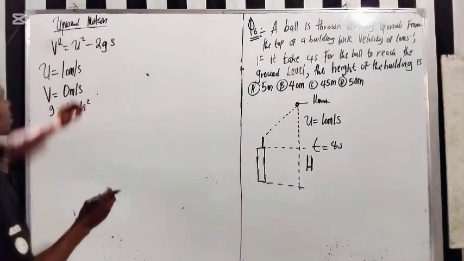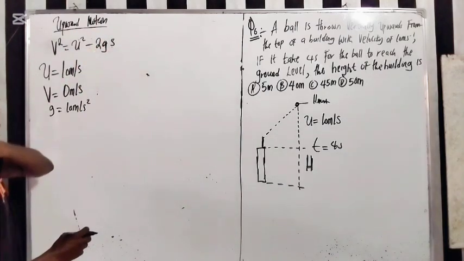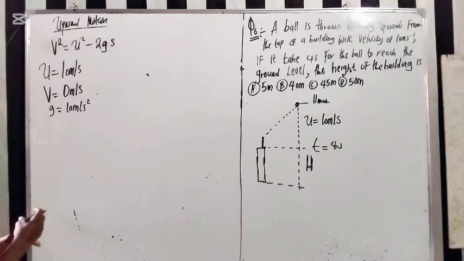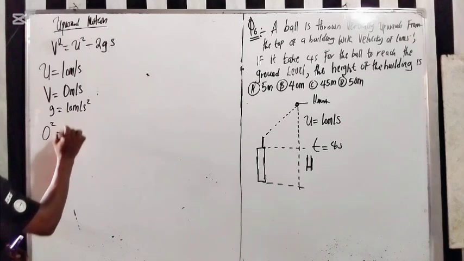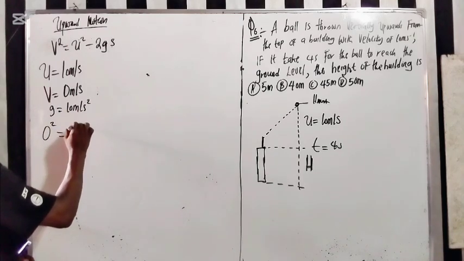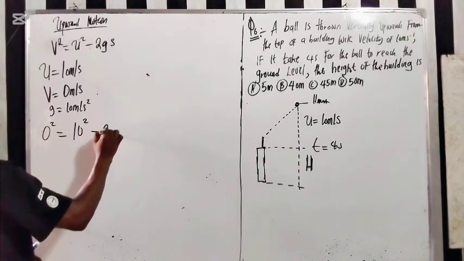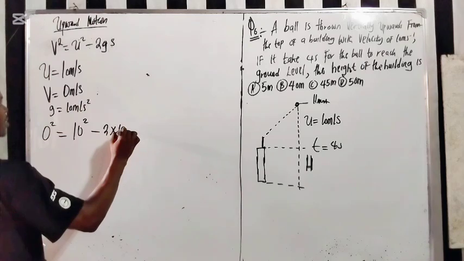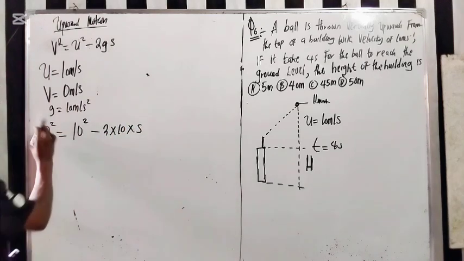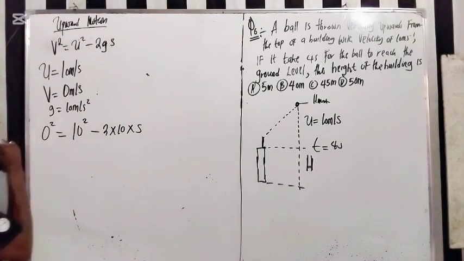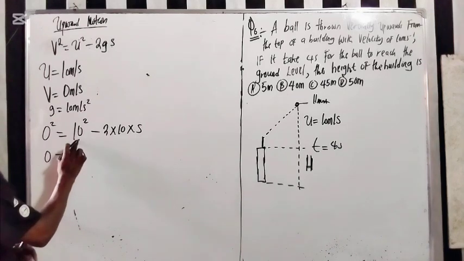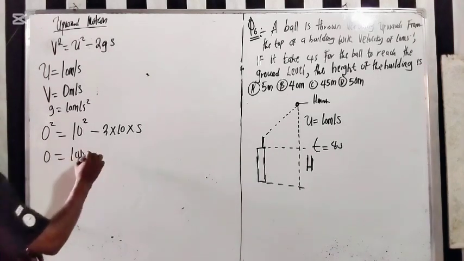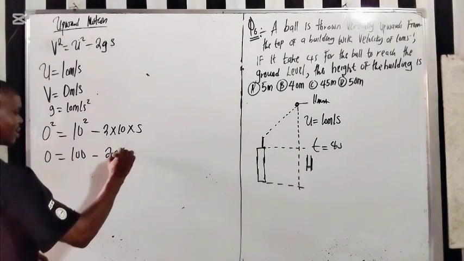So let's include the values here. The goal is to look for this guy. That is the goal. So here we have 0 squared equals 10 squared minus 2 times 10 times x, right? Do you understand? So what happens here? You're going to have 0 equals 100, because 10 to the power 2 is 100, minus 20x.